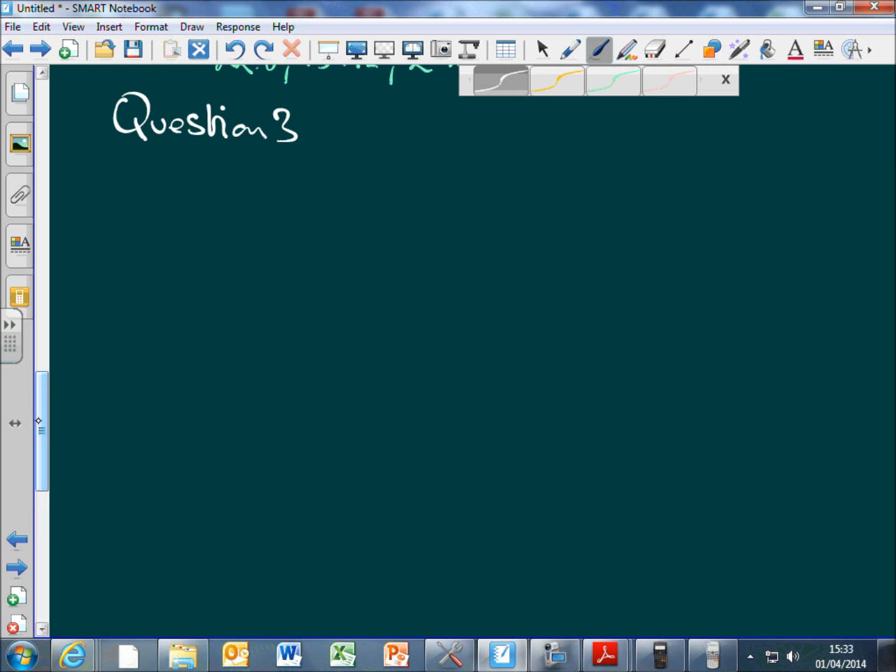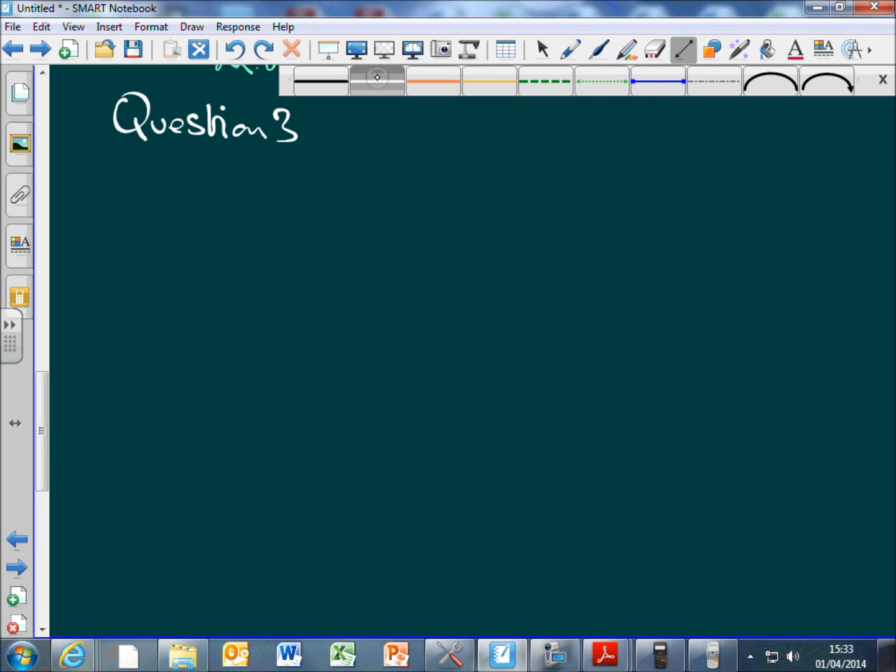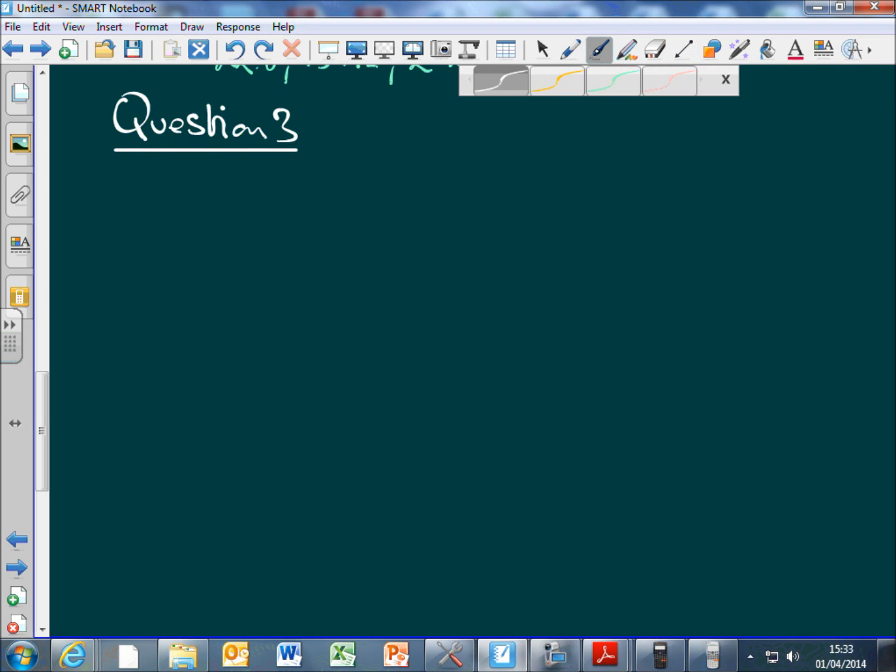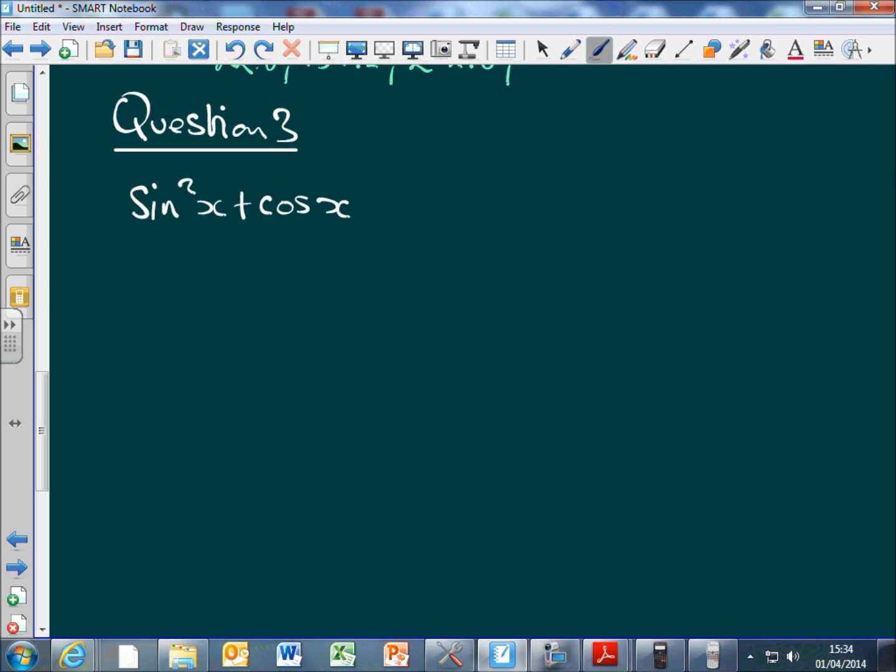Okay, so for question 3, we're going to do this question here, which is sine squared x plus cos x plus 1 equals 0. And again, we're going to look in the range between 0 and 360. Okay, now, Shanice, like you just said, what's the problem with that question there?